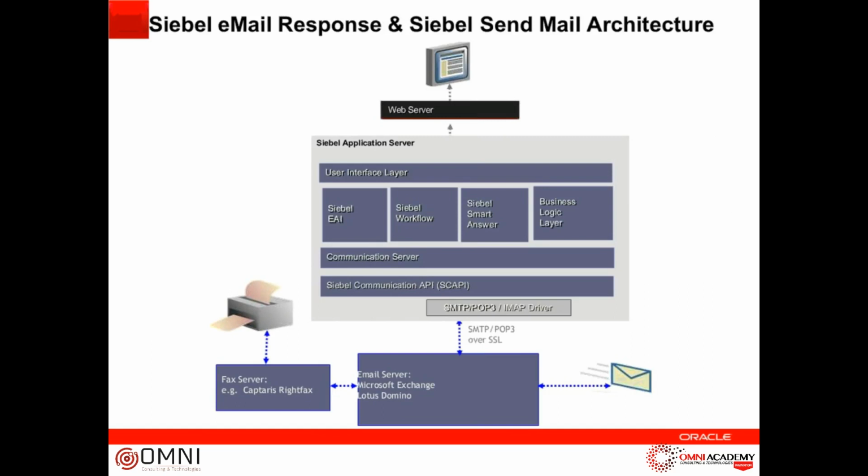This is the architecture diagram of Siebel email response and Siebel send email. Here we see the Siebel application server, which comprises the user interface layer and other components like Siebel AI, Siebel Workflow, Siebel Smart Answer, and the business logic layer. It also has the communication server, which includes communications inbound receiver, communications inbound processor, communications outbound manager, and communications session manager. Next, we see the Siebel Communications API.